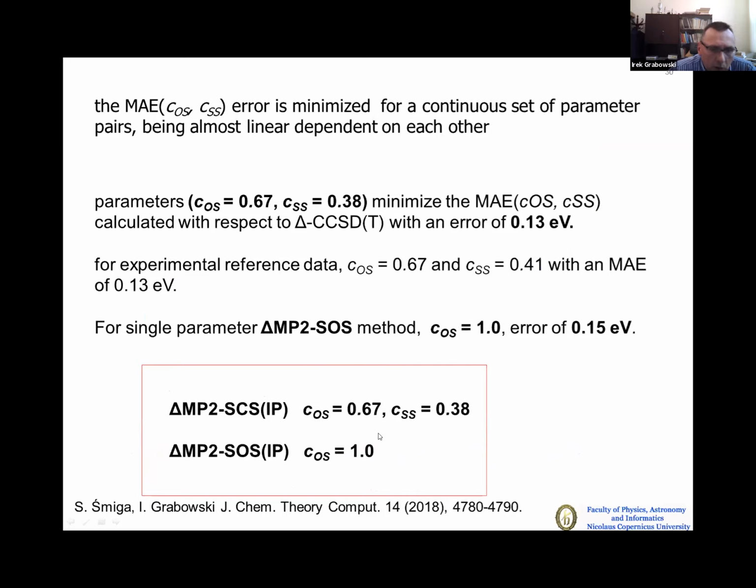And we have two options. One, we can scale same spin and opposite spin parts. And here we can scale only the opposite spin part. As I said, it's empirical. As you can see, the coefficients are less than 1, so we can fix the overestimation of the delta MP2 method.